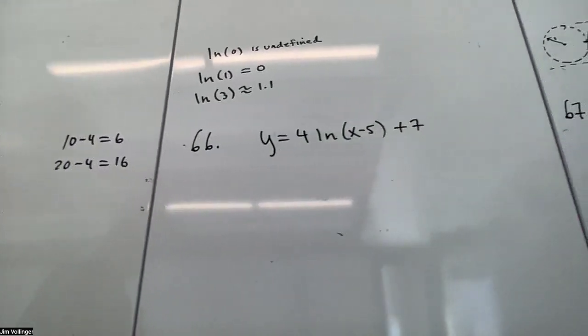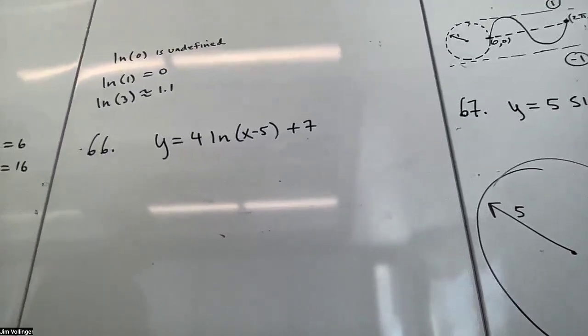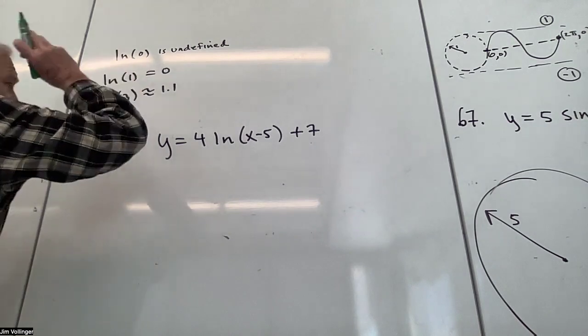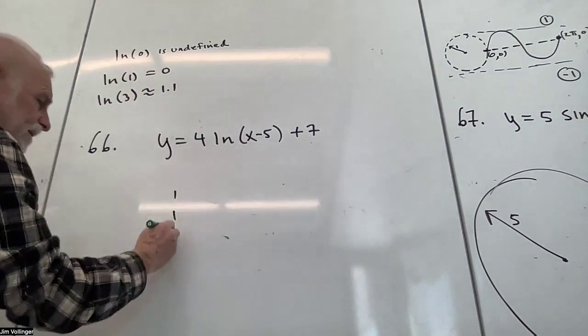Back to a logarithm. What do we want for ln? Slight change from the last log. I want a 0, that's for sure. That happens at x equals 5.